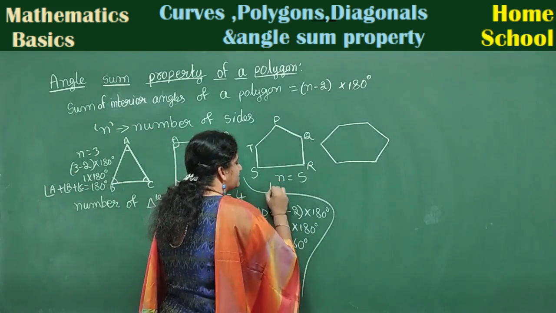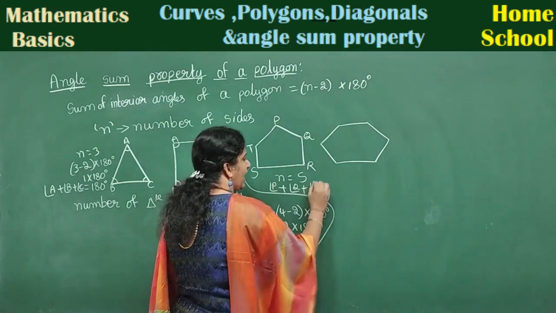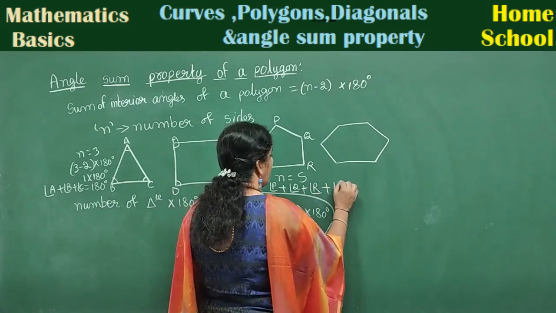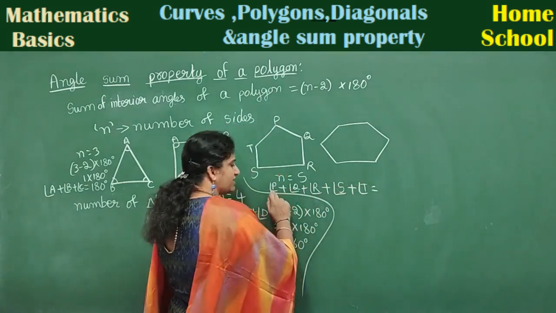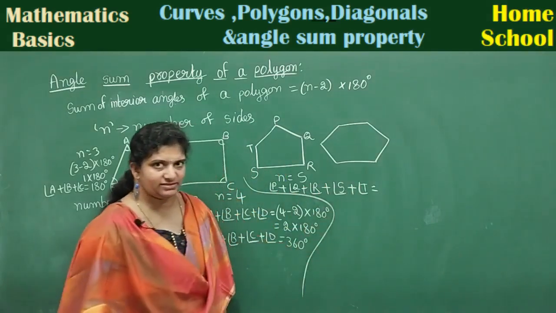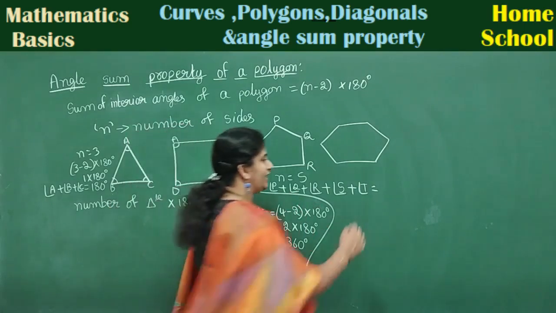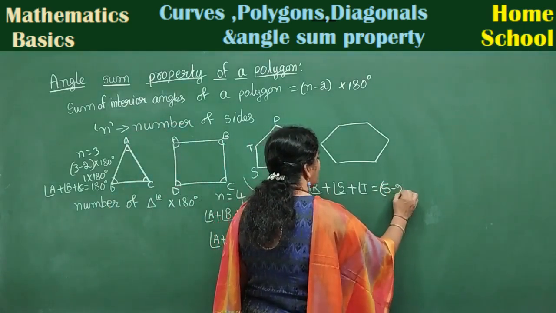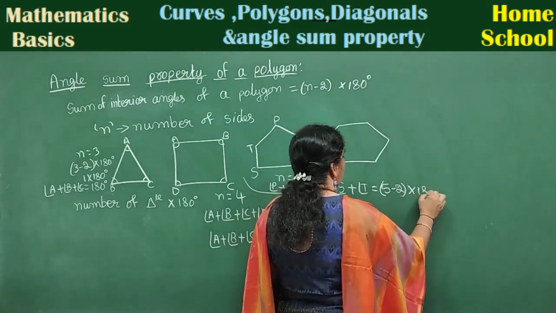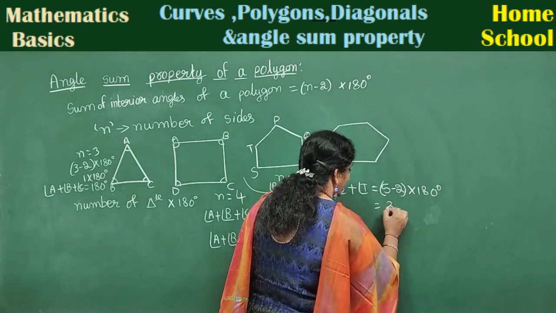And all angles: angle P plus angle Q plus angle R plus angle S plus angle T. 5 angles, right? 1, 2, 3, 4, 5 angles is equal to (n minus 2) into 180. What is your n value, children? 5. (5 minus 2) into 180 degrees. 5 minus 2 will be 3.